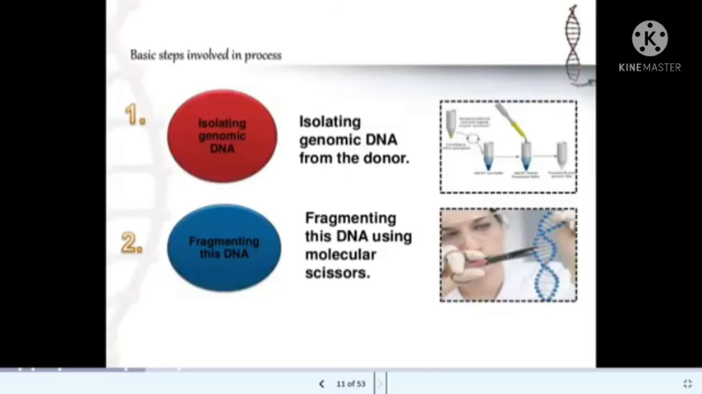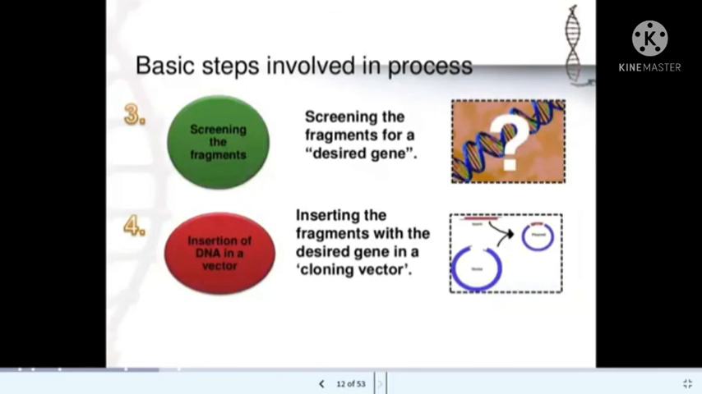So the first step, as we have studied, is isolating genomic DNA from the donor. This is how we do it. Second step, fragmenting this isolated DNA by cutting using the molecular scissor, nothing but endonuclease. Then you are screening it, then inserting it.